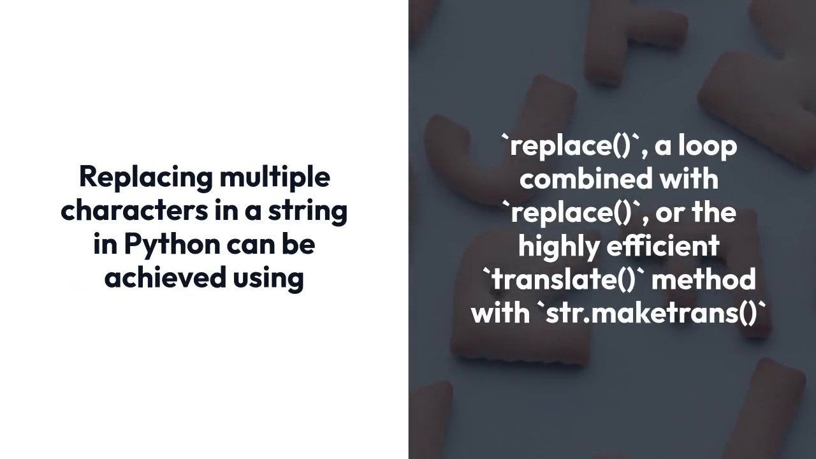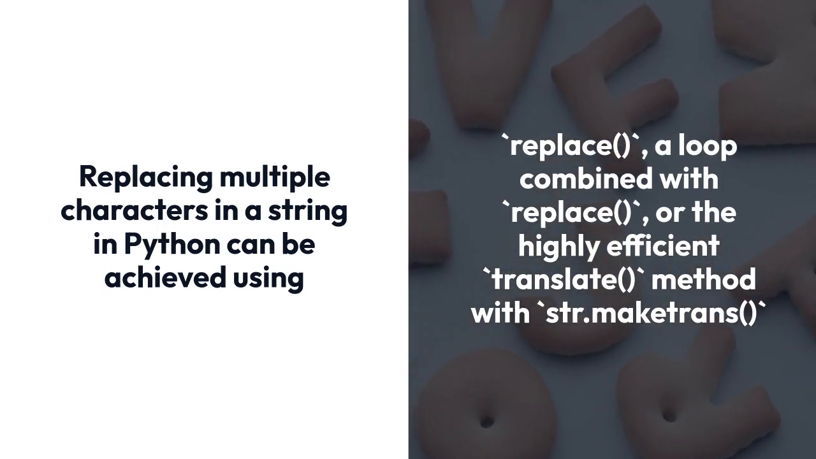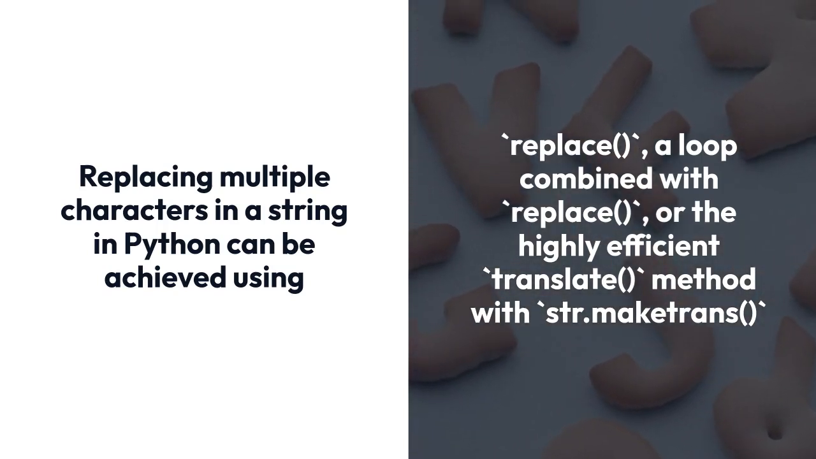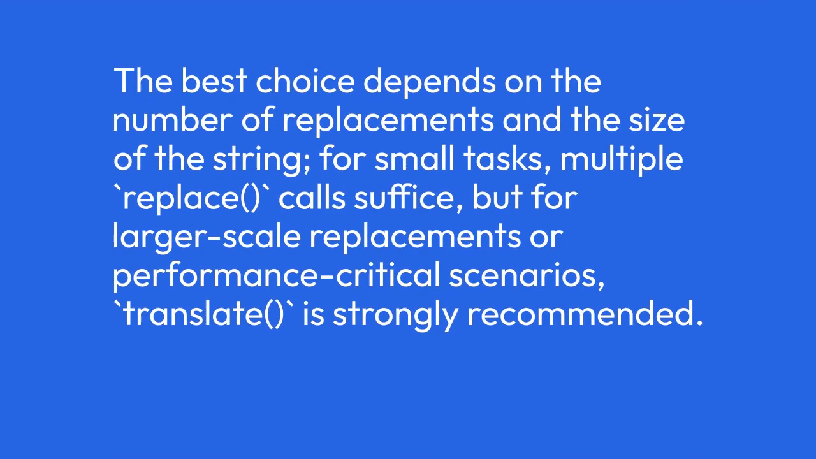In summary, replacing multiple characters in a string in Python can be achieved using multiple replace calls, a loop combined with replace, or the highly efficient translate method with str.maketrans. The best choice depends on the number of replacements and the size of the string. For small tasks, multiple replace calls suffice, but for larger scale replacements or performance-critical scenarios, translate is strongly recommended.